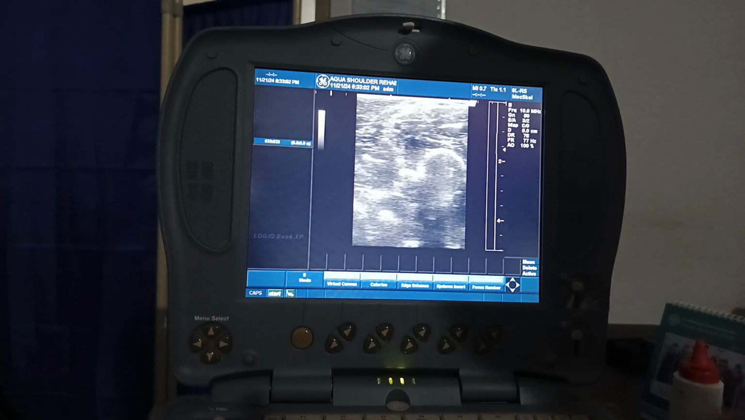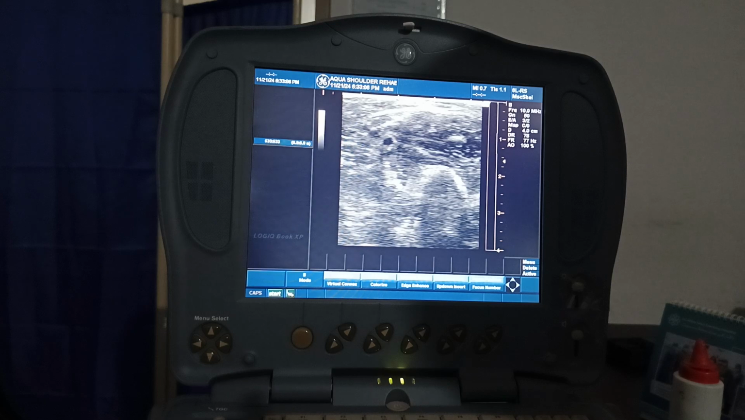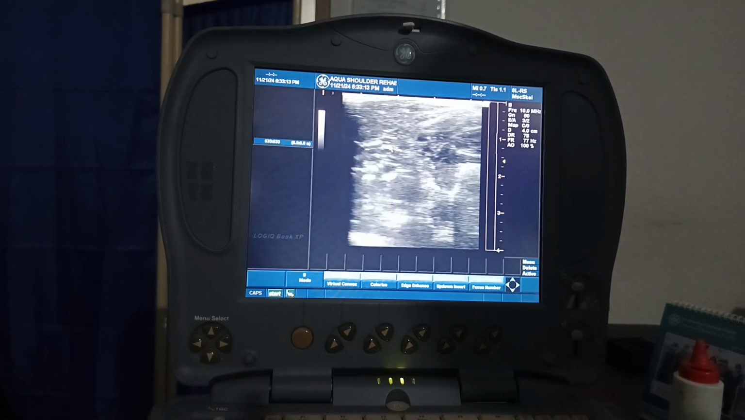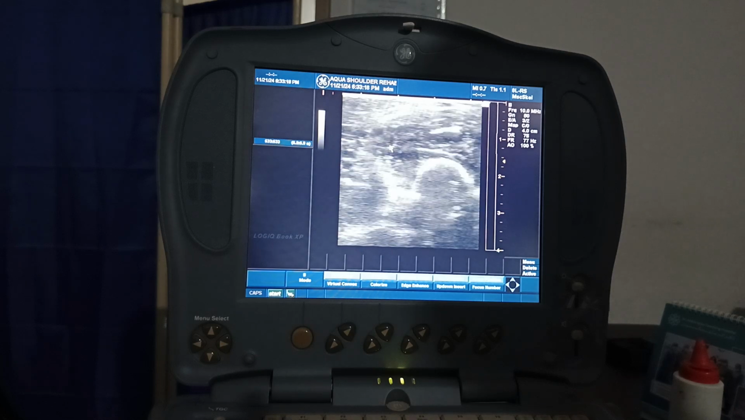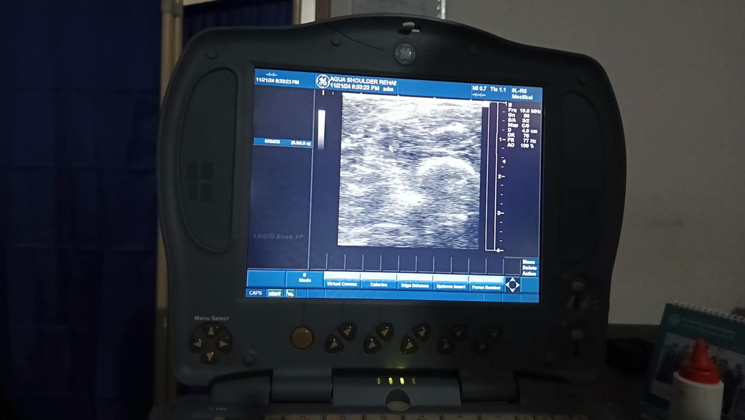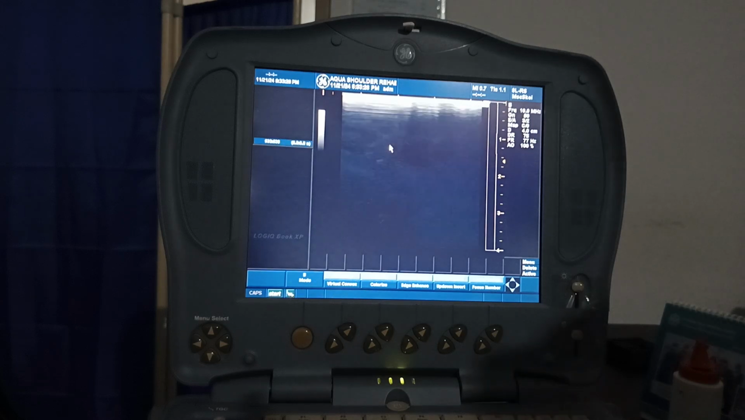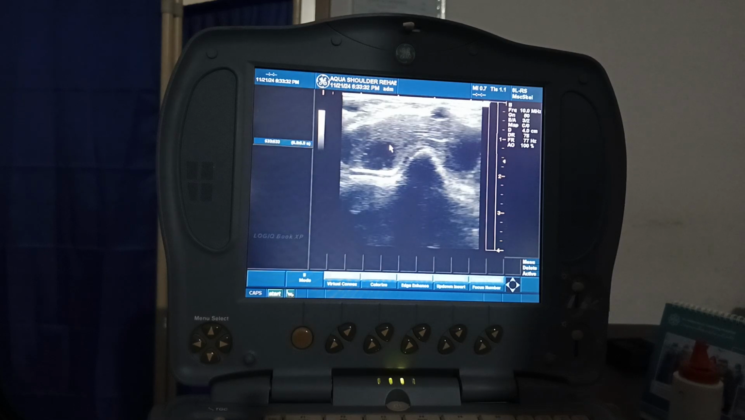So it appears to be one of the blood vessels, but it is not pulsating, and there has to be a pulse adjacent to it. Yeah, she has, but she has small. So instead of wasting a lot of time, let's see. You guys can see that blood vessel. That is an artery.